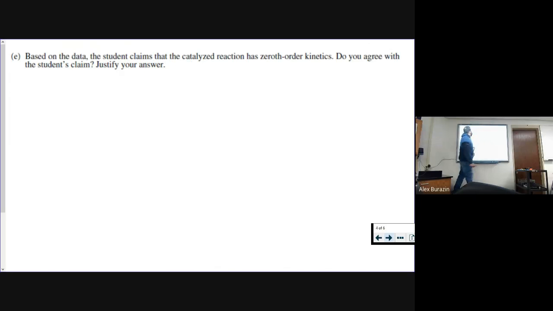E, based on the data, the student claims that the catalyzed reaction has 0th order kinetics. Do you agree with the student's claim? Okay, well that implies that we have to remember what kinetics is. That is where it all goes downhill, potentially. Now, let's think about this. What we've talked about is 0 order, 1st order, 2nd order in terms of our kinetics. I'm going to use the differential rate law to explain my point. The differential rate law says rate equals k multiplied by the molarity of my reactant raised to a power.